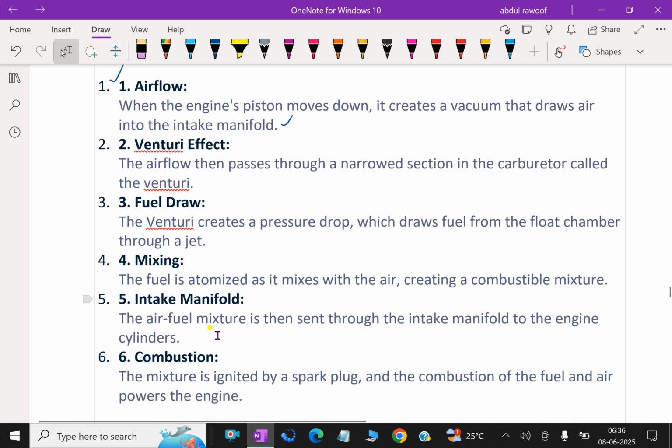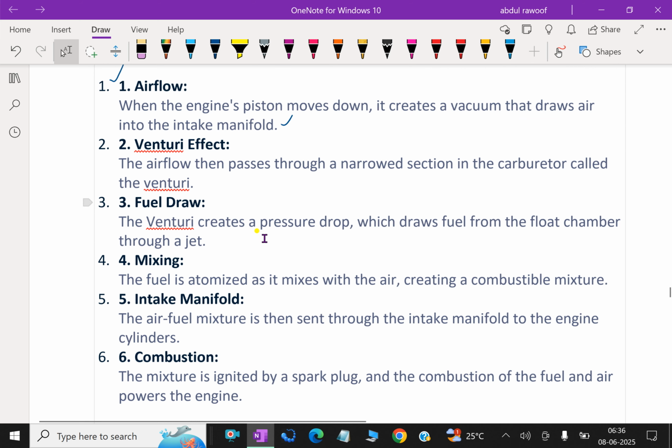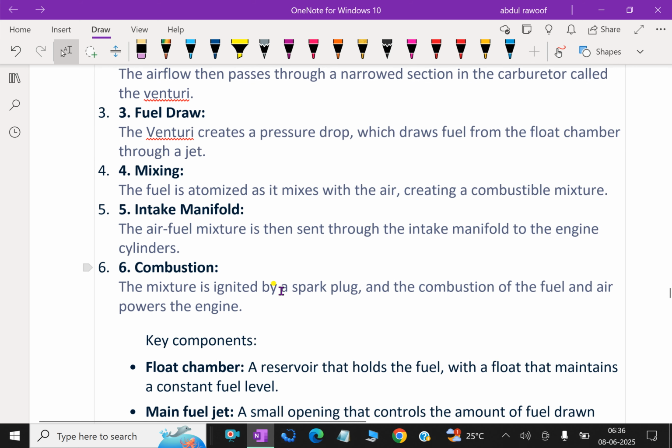Intake manifold: the air-fuel mixture is then sent through the intake manifold to the engine cylinder. This is the intake manifold. Through the throttle valve, it goes in the amount required. Combustion: the mixture is ignited by a spark plug, and the combustion of the fuel and air powers the engine.